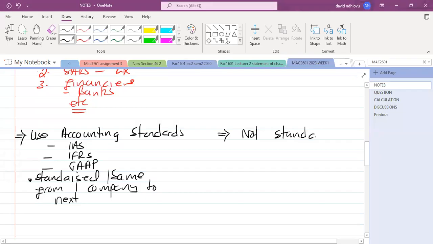But this here is not standard. When it comes to management reports, this is designed as per management request.